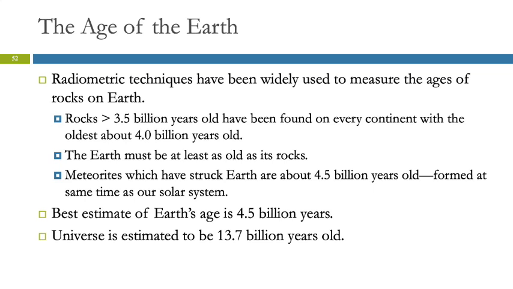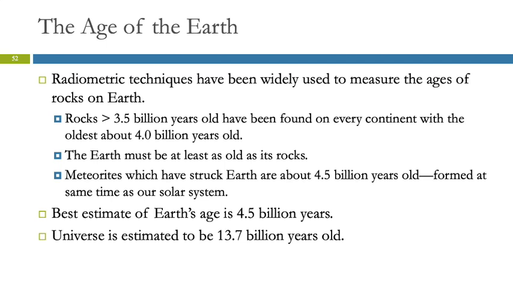So, the age of the Earth. People have been measuring the ages of rocks on Earth, and rocks that are over 3.5 billion years old have been found on every continent. The oldest ones are about 4 billion years old. So if we assume that the Earth must be at least as old as its rocks, then 4 billion years old.